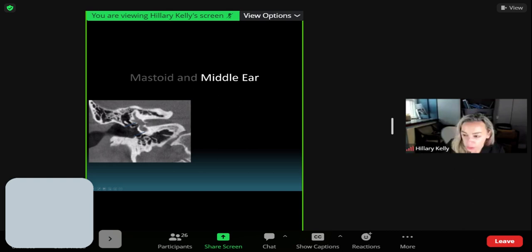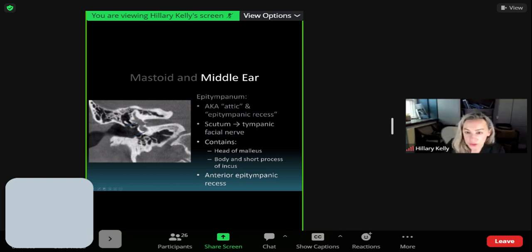So the hypotympanum really, all right, terms like attic and epitympanic recess, those are kind of the line drawn from the scutum segment of the facial nerve, containing the head of the malleus and the body and short process of the incus. Now, if we talk about the anterior epitympanic recess, that is located just beneath the floor of the middle cranial fossa, lateral to the geniculate turn of the facial nerve, and just superior to a piece of bone called the cochleariform process and entrance to the eustachian tube.